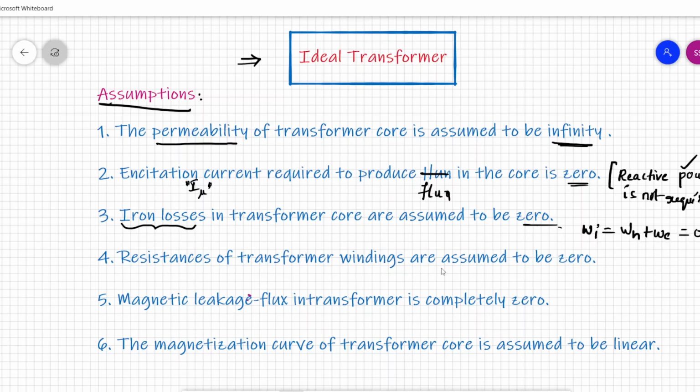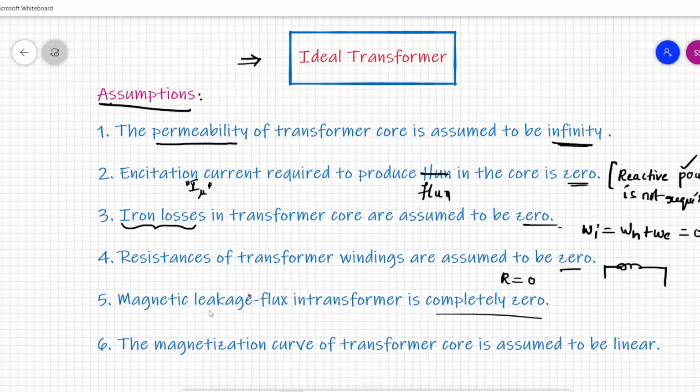Resistance of transformer windings is assumed to be zero. In practical machines we use copper and aluminum windings, which have their own small internal resistance. But for an ideal transformer, the resistance and inductance are zero. And magnetic leakage flux in the transformer is completely zero.